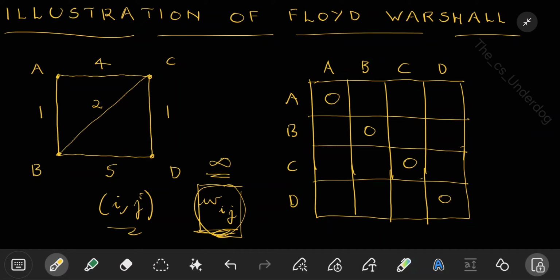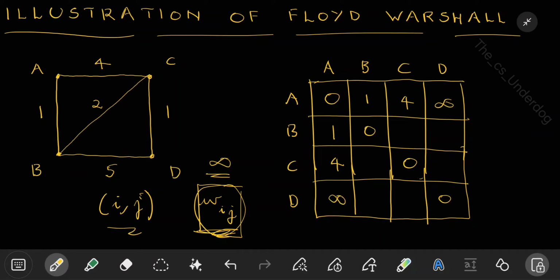So what about AB? AB is of distance 1. So we'll put 1 here. AC is of distance 4. So I'll put 4 here. AD, there is no direct edge, so I'll put infinity here. BA and AB are same. So what I'll do is this row I'll copy into this column because AB and BA are same. Similarly, AC and CA are same because this is undirected. So I purposefully took an undirected graph so that entries will be easier.